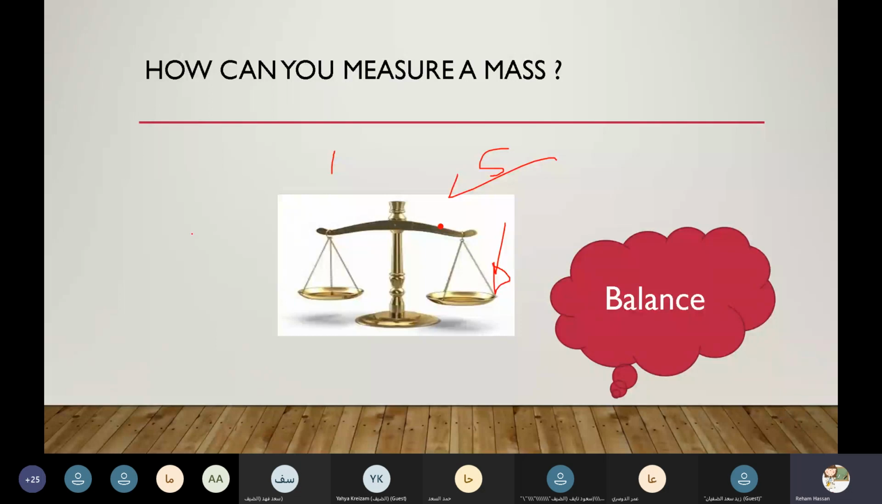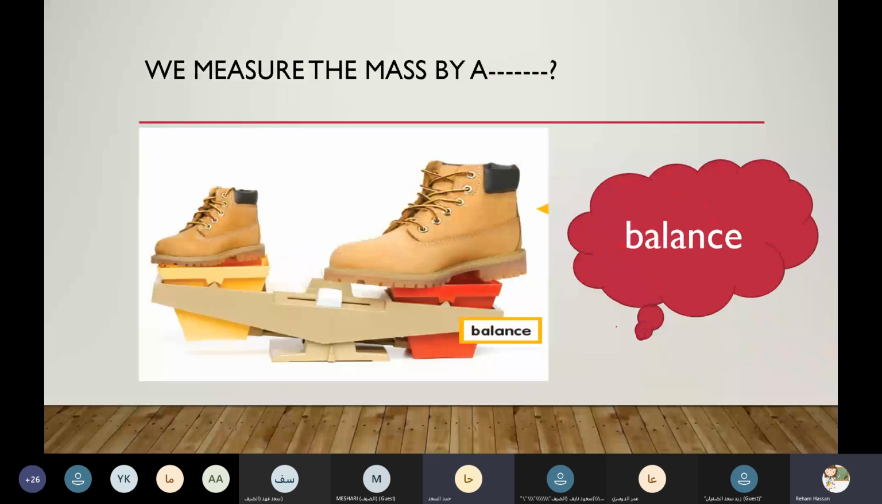By this tool. It's called what? It's called balance. Yes, honey. One more time and raise your voice. Mshari, are you sleeping? Balance. No, I don't sleep. So raise your voice. You hear me? Yes, I hear you. Balance. Thank you so much. Use your microphone.